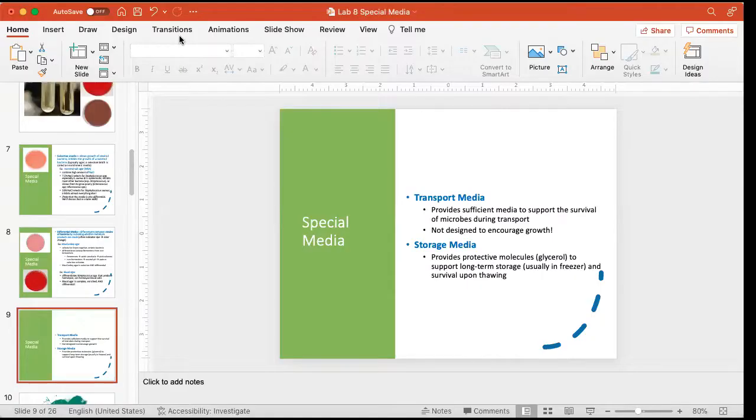The last kind of culture media on our list of six is storage media. Storage media is actually kind of interesting. Storage media has an ingredient in it called glycerol. And what glycerol does is it protects microbial cells and allows them to be frozen for a while.